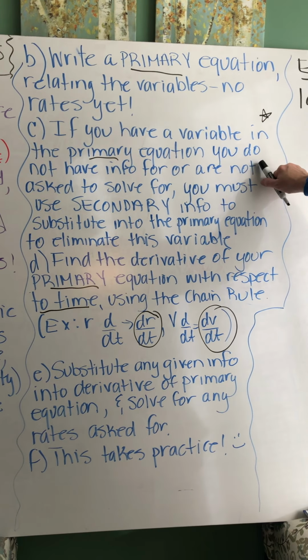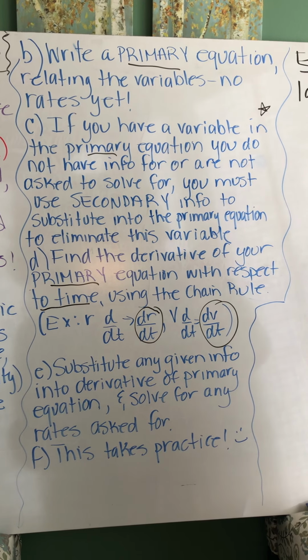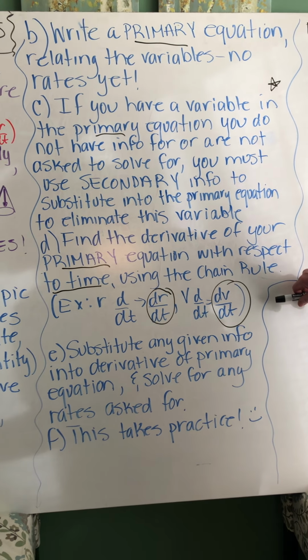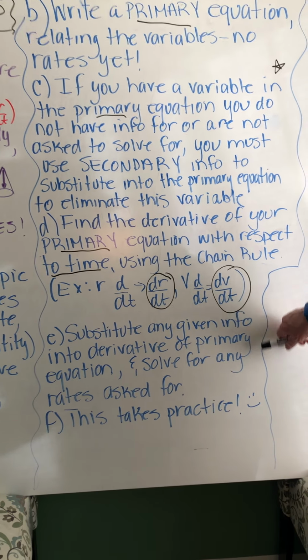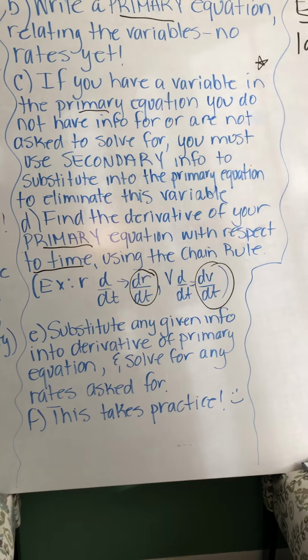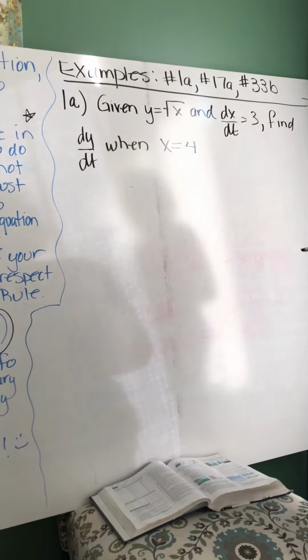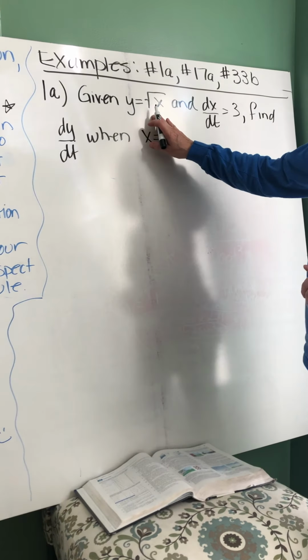If there's anything in that primary equation you don't need, it's got to go using secondary information. Take the derivative of the equation, plug in the information that you have to find the information that you need. This takes practice. So for 1A, we won't be able to draw a picture on this problem, but it's a nice basic one.